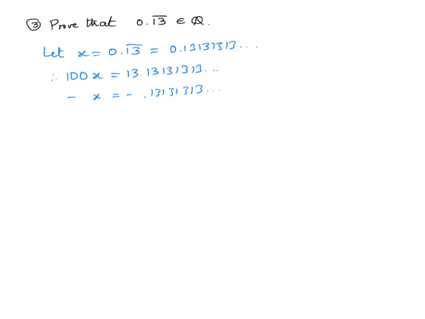And now I'm going to subtract x and subtract 0.13131313 dot dot dot. So that's going to give me 99x equals 13, and I've gotten rid of the 0.13 repeating. And now I can divide both sides by 99 and say x equals 13 over 99, which is an element of Q by definition. And that's the end of that proof. Again, we were trying to do proof by definition, so I wrote "by definition." The definition of a rational number is it can be written as a fraction using only integers.